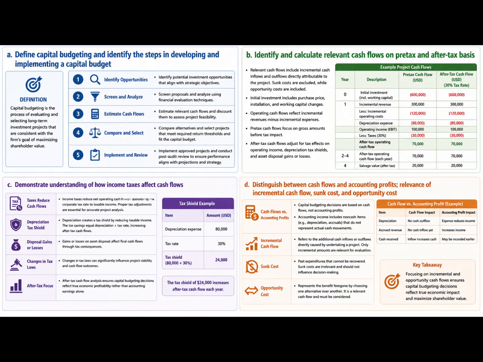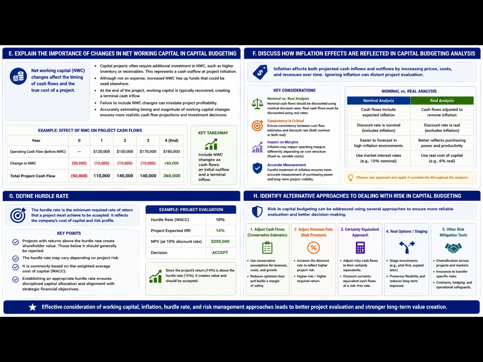Sunk costs are past expenditures that cannot be recovered and should not influence decision-making. Opportunity cost represents the benefit foregone by choosing one alternative over another. Focusing on incremental and opportunity cash flows ensures decisions reflect true economic impact. E. Explain the importance of changes in net working capital in capital budgeting.